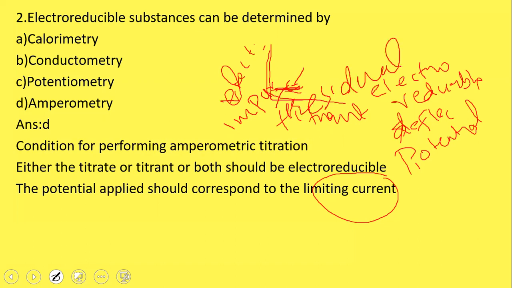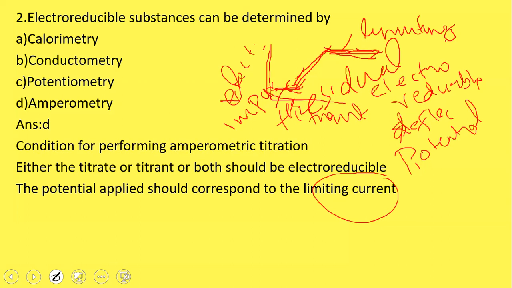And after that, electroreducible species in the titrant will show a graph, and a limiting current will be there. After that, it will be constant. That is the limiting current. After the titrant has fully reacted, the current will be in a stable condition. That is known as limiting current.